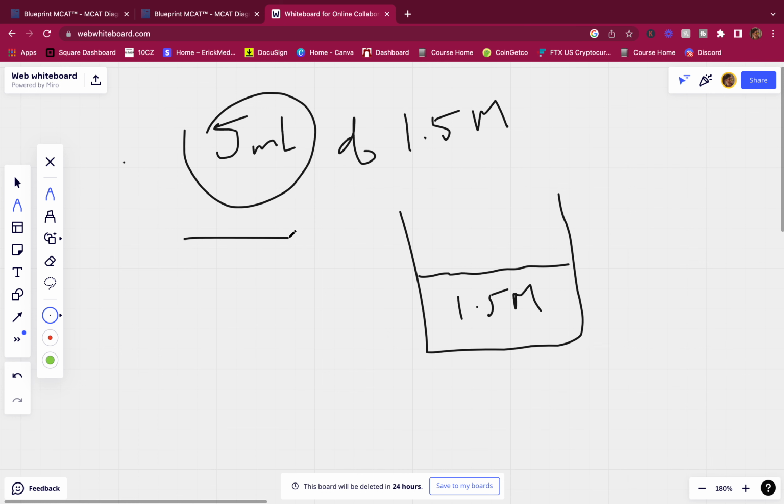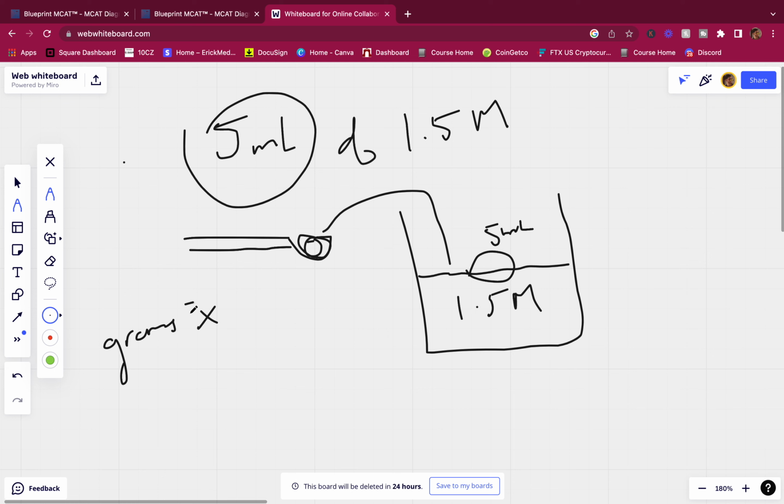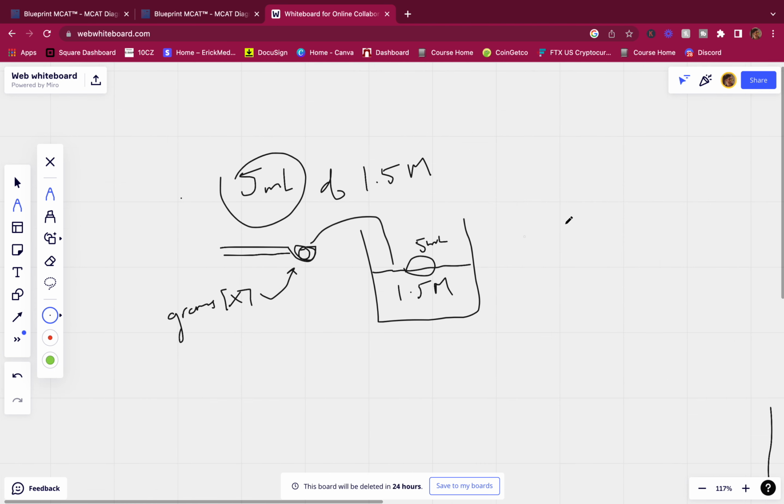So let's say we had like a spoon here. This spoon is going to go in here and scoop out 5 milliliters of this solution. Now that we have that spoon filled with 5 milliliters of this solution, we want to see how many grams of compound X was required to make that 5 milliliters of the 1.5 molarity solution. Does that make sense for you guys? Let me know in the comments below.